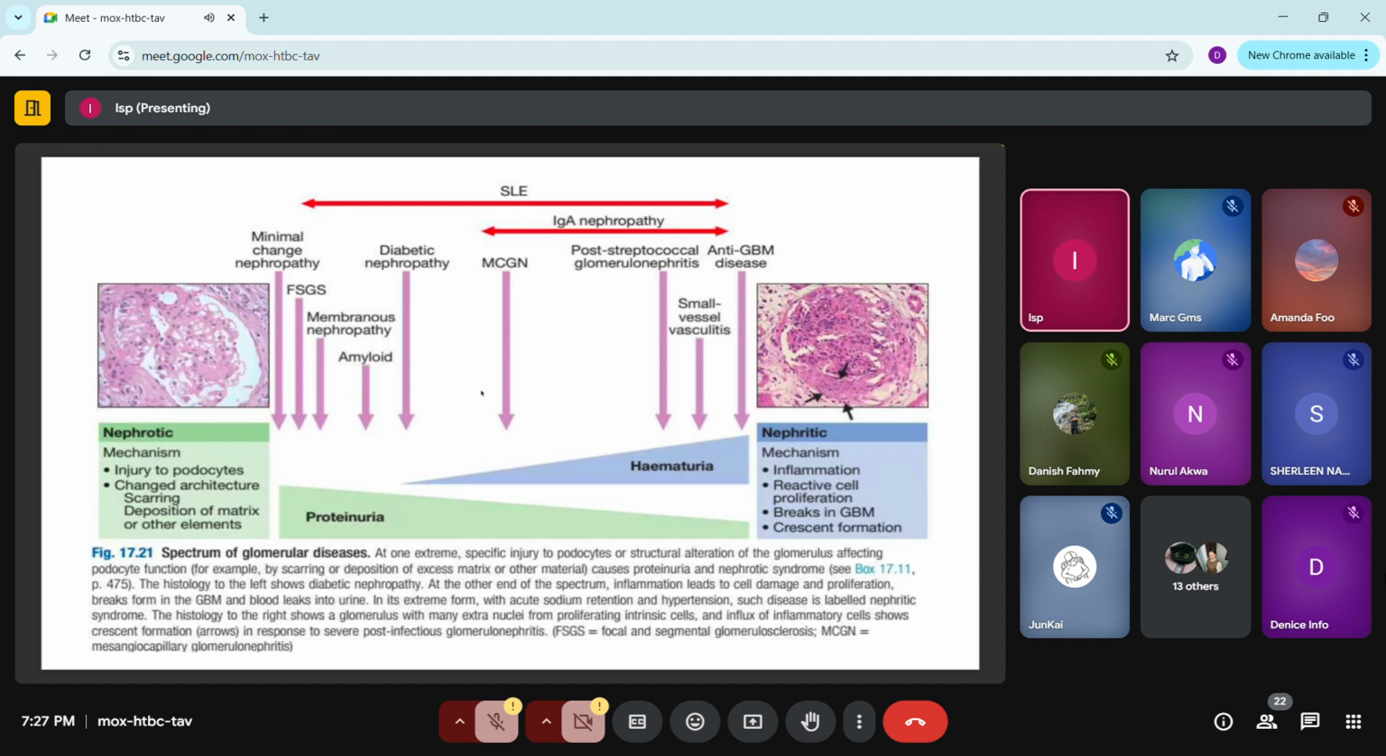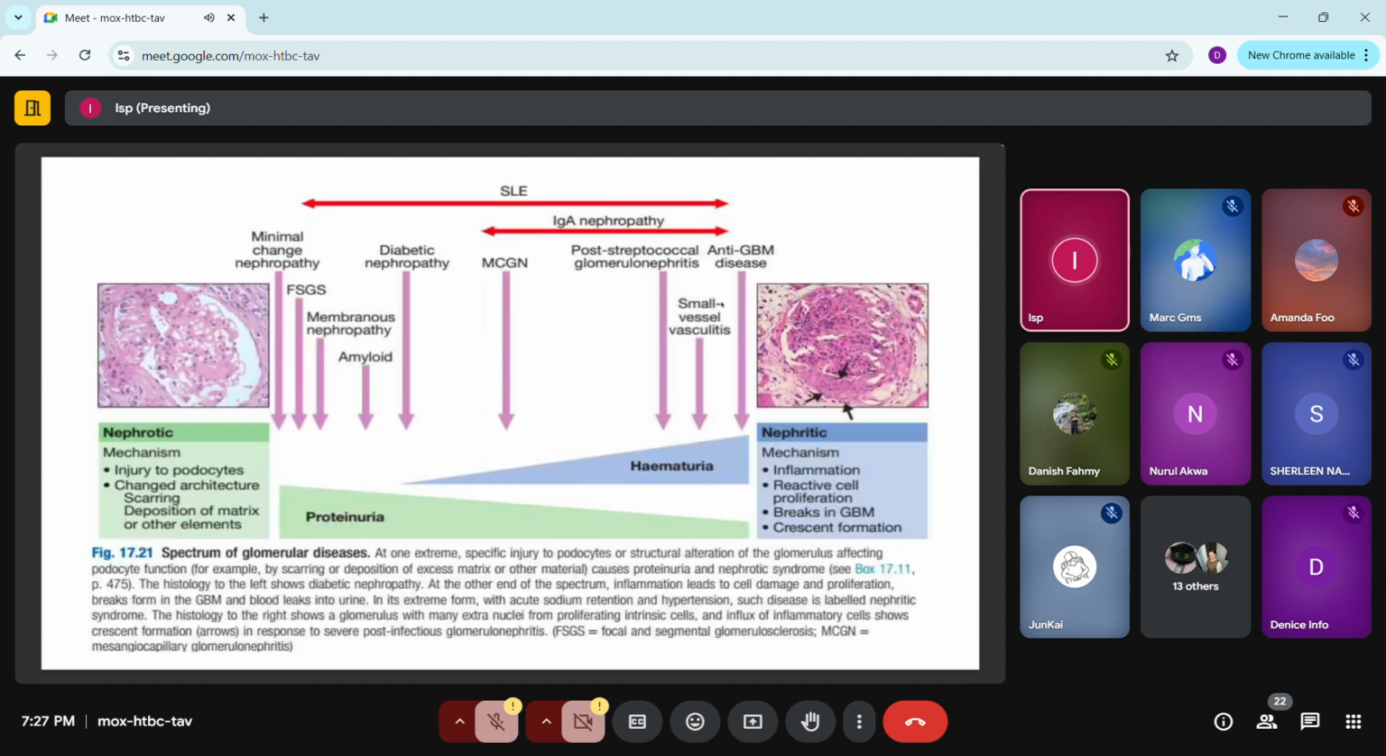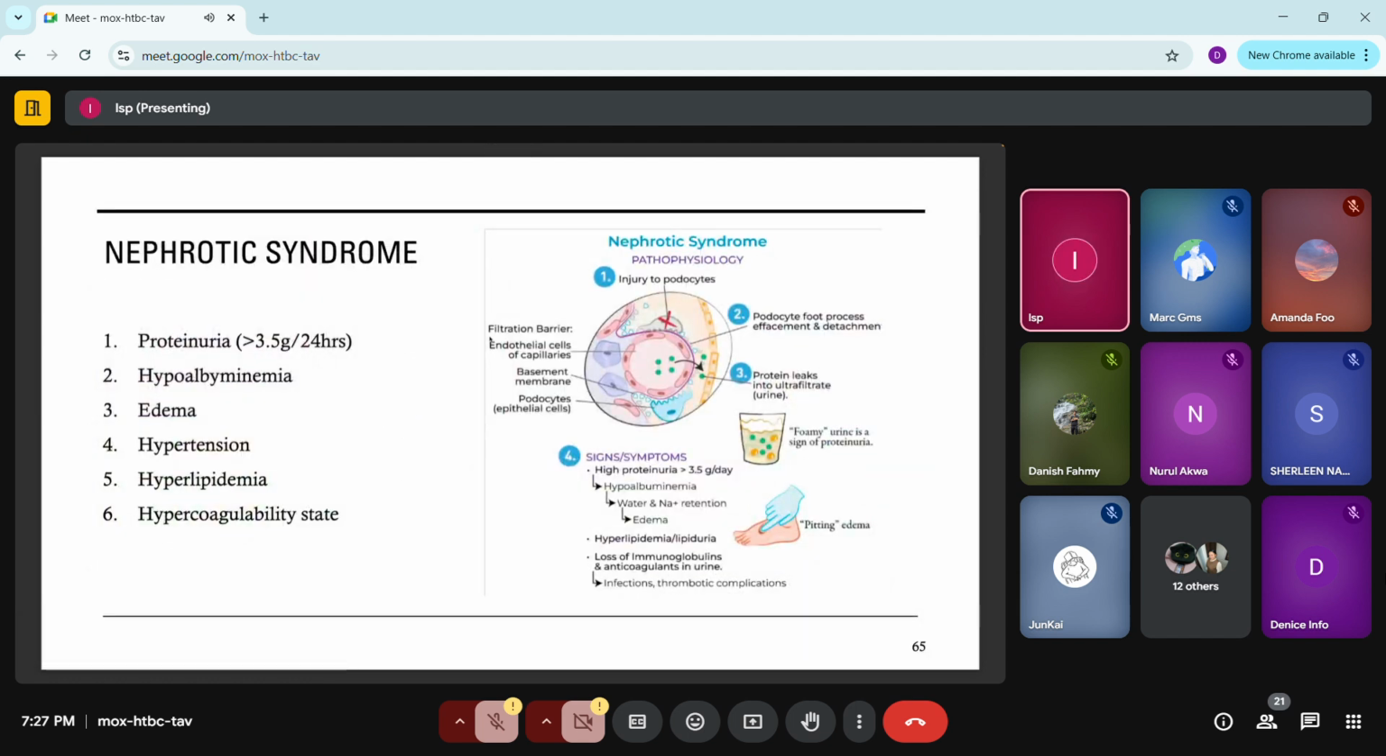The most important topic will be nephrotic syndrome. I do not expect you to know all these fancy other diseases, that's too complicated for you. So one of the most important glomerular diseases will be nephrotic syndrome. That is important to you. Okay. So what is nephrotic syndrome?